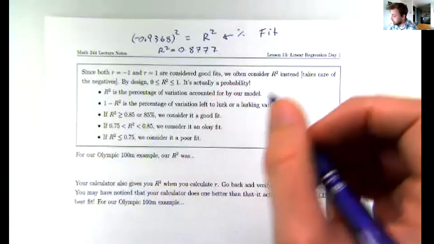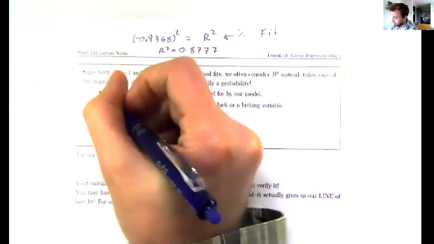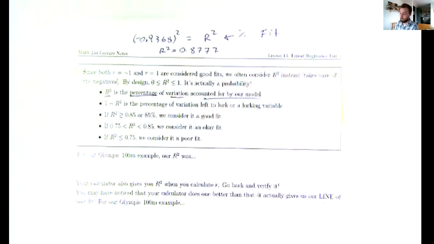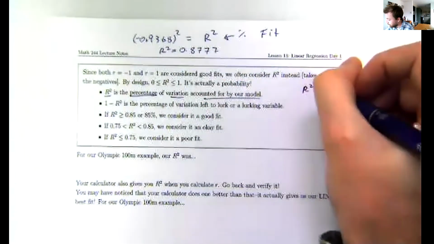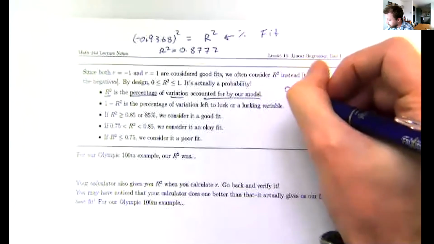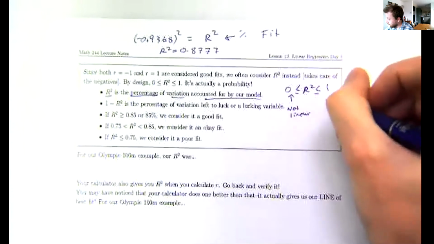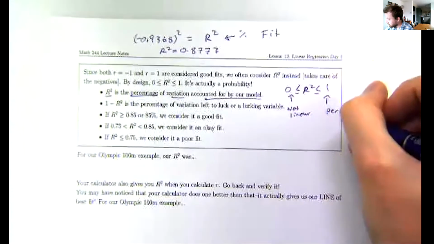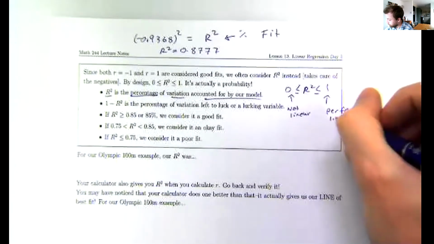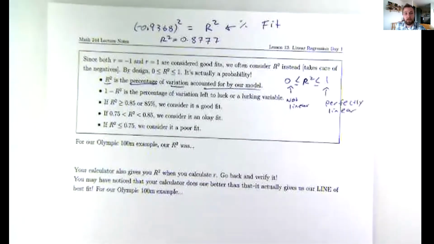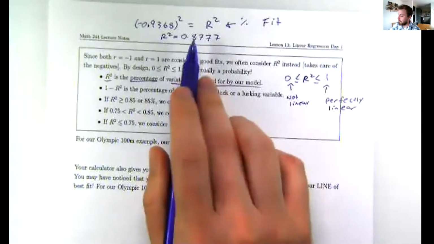This number is the percent of variation accounted for by my model. So R squared is always between 0%, this is telling me that it does not look linear at all, to 1, which would be something that is perfectly linear. If R squared is a percentage of good stuff, then 1 minus R squared is the percentage of bad stuff.